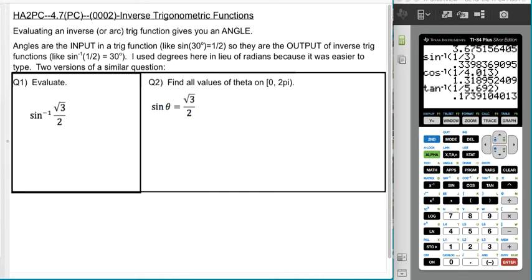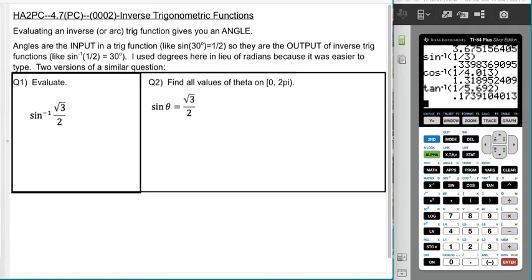So evaluating an inverse or arc trig function gives you an angle. Angles are the input of a trig function, like sine of 30 degrees is a half. So they are the output of an inverse trig function, like inverse sine of 1/2 is 30. Now I used degrees there in lieu of radians because it was easier than having to type pi.